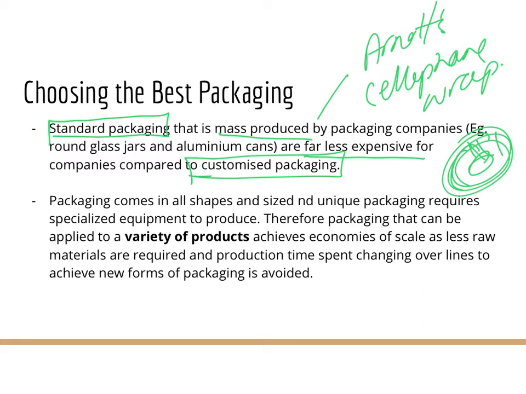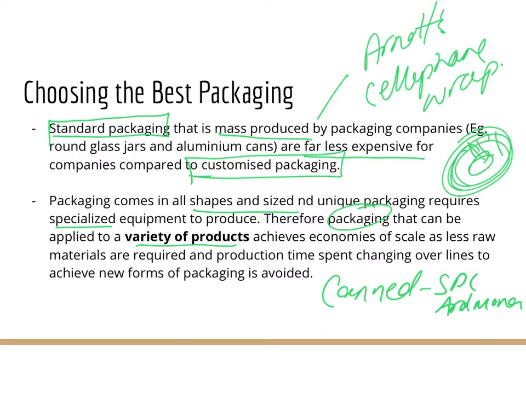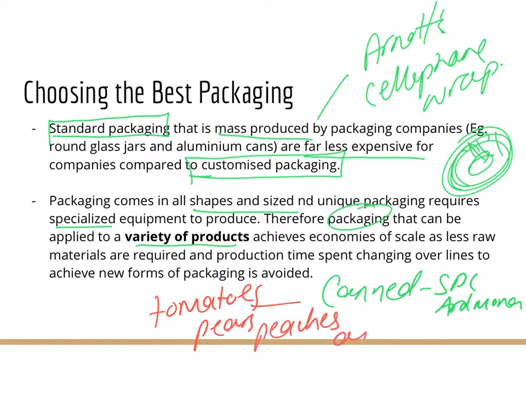Now, another point that needs to be raised is that packaging does come in all shapes and sizes and is unique, and does sometimes require specialized equipment to produce, depending on the product itself. Therefore, packaging that can be applied to a variety of products, for example, if we think about a canned food, so cans as packaging used by SPC Ardmona can be used across all of their canned fruit and vegetable ranges. So if we think about for a second the fact that SPC Ardmona have canned tomatoes, they have canned pears, they have canned peaches, they have canned apple pie, the pie mix. There are 4 products that utilize the same package.